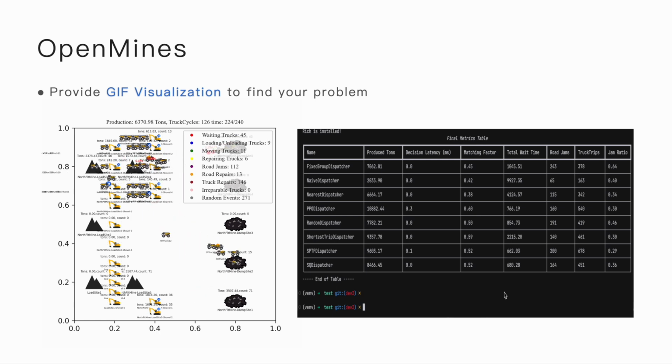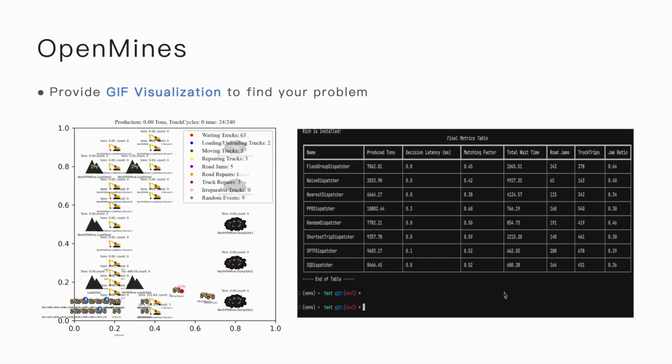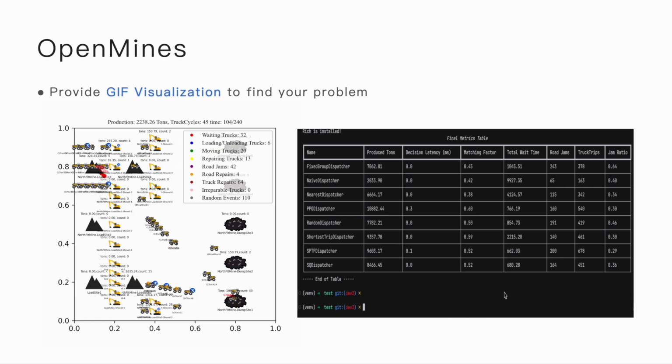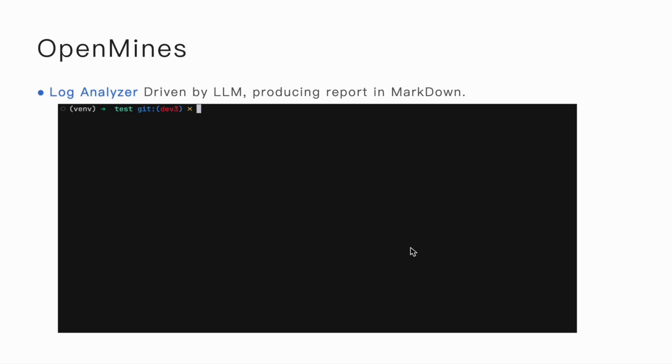And the blue dots represent the fixed events. Like your truck has a problem, or the driver has to rest or whatever. Okay, it slows down. The shovel will be nonfunctional if a random event happens.